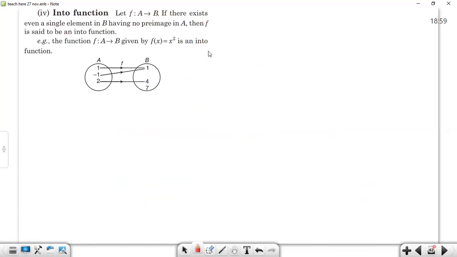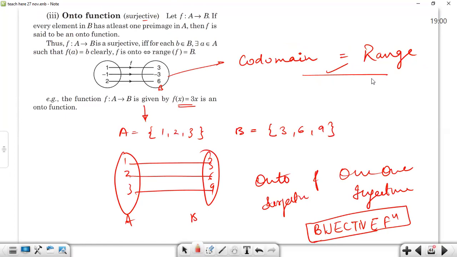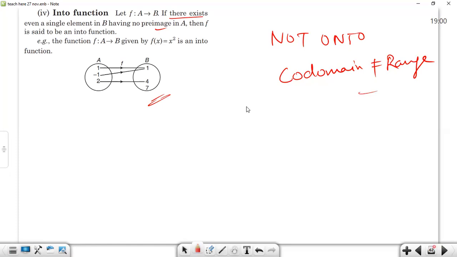Into function. If a function is not onto, meaning the codomain is not getting completely mapped, it's an into function. Simple. If there exists even a single element in B having no pre-image, like 7 is left out, then the given function is an into function. Onto was codomain equal to range, and here it's not the case. That's why it is into. Simple.